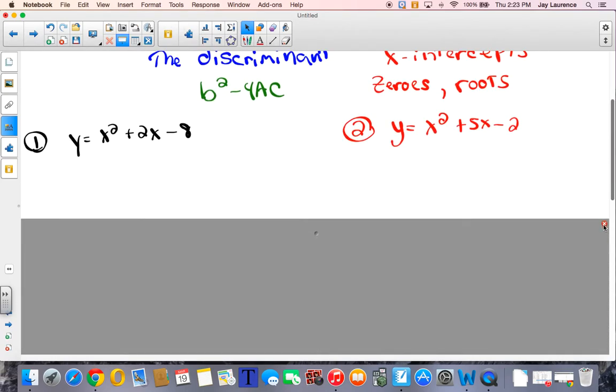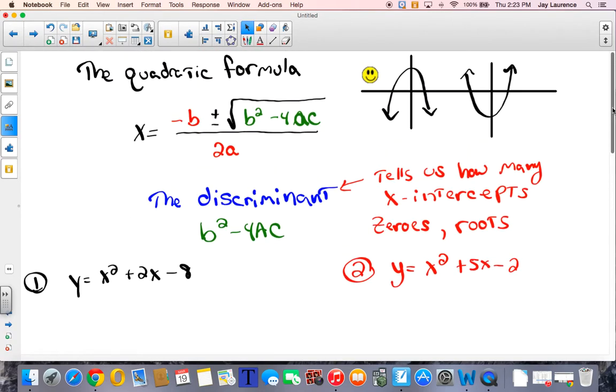So let's see, I think I can get rid of my shade here. I'm going to use this discriminant, the green part of the quadratic formula, x equals negative b plus or minus the square root of b squared minus 4ac all over 2a.